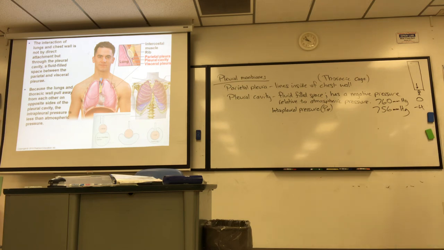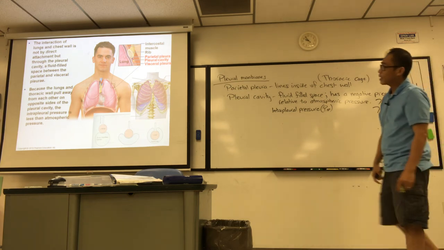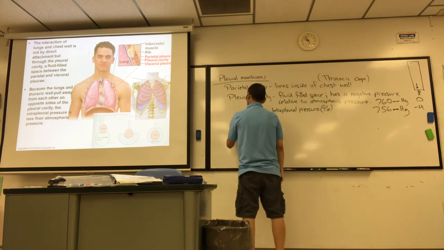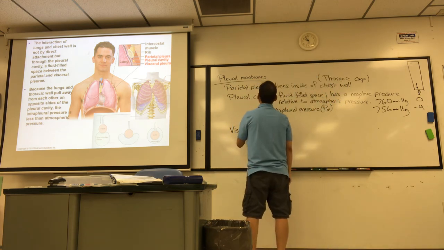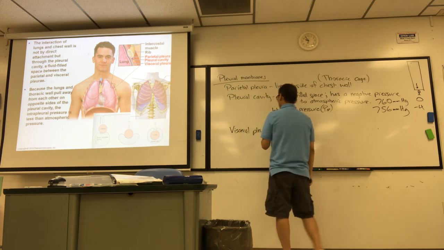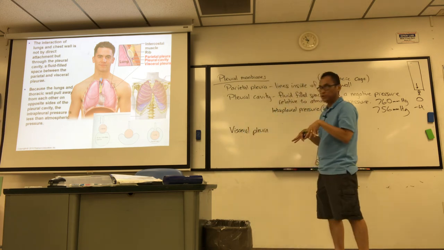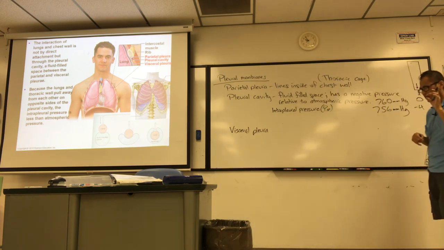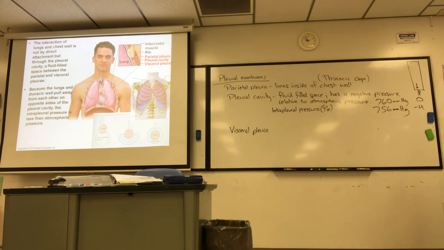So that's the pleural cavity, it's fluid-filled. And then you have the visceral pleura. The visceral pleura is on the lung tissue. It's like the visceral pericardium that you remove. Remember I gave you bonus points for that? This is exactly like that, except it's on the lungs.